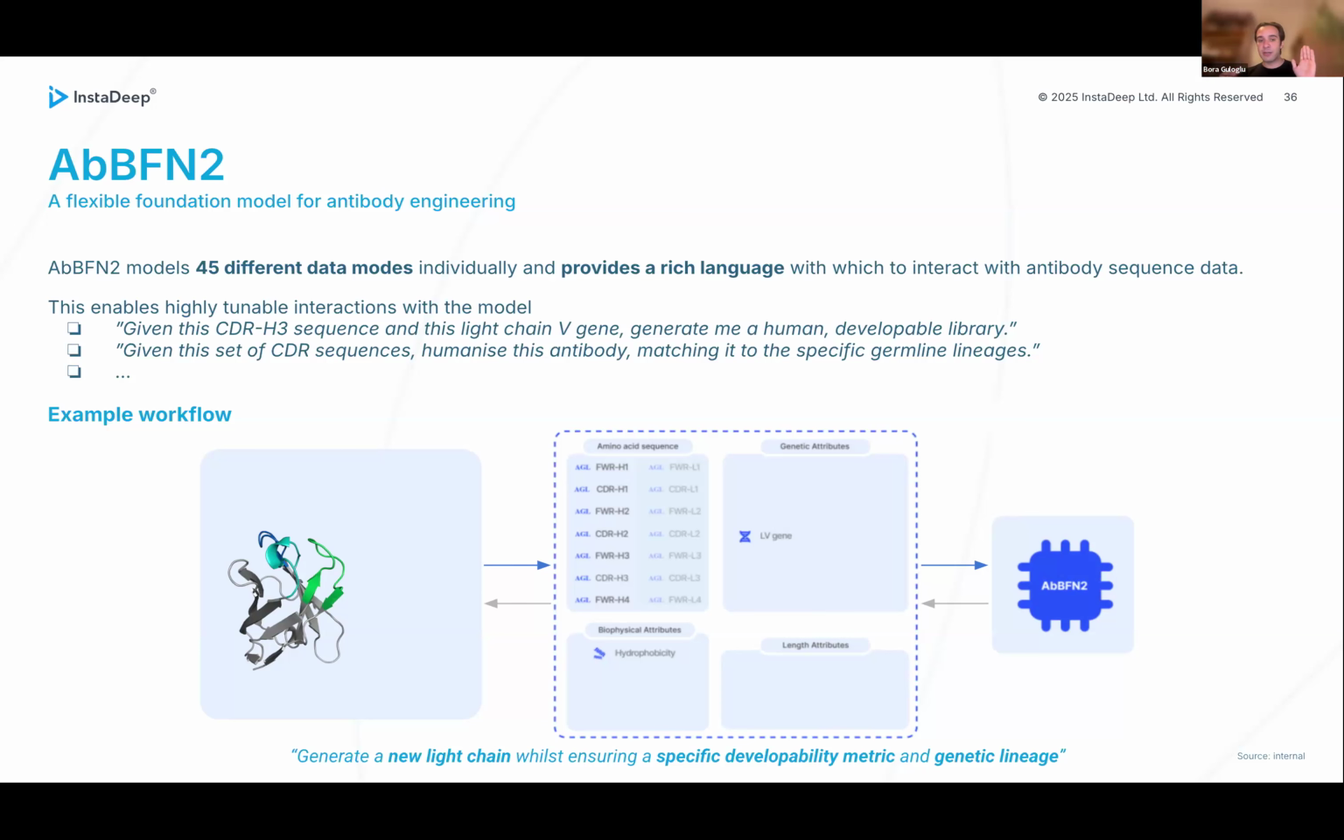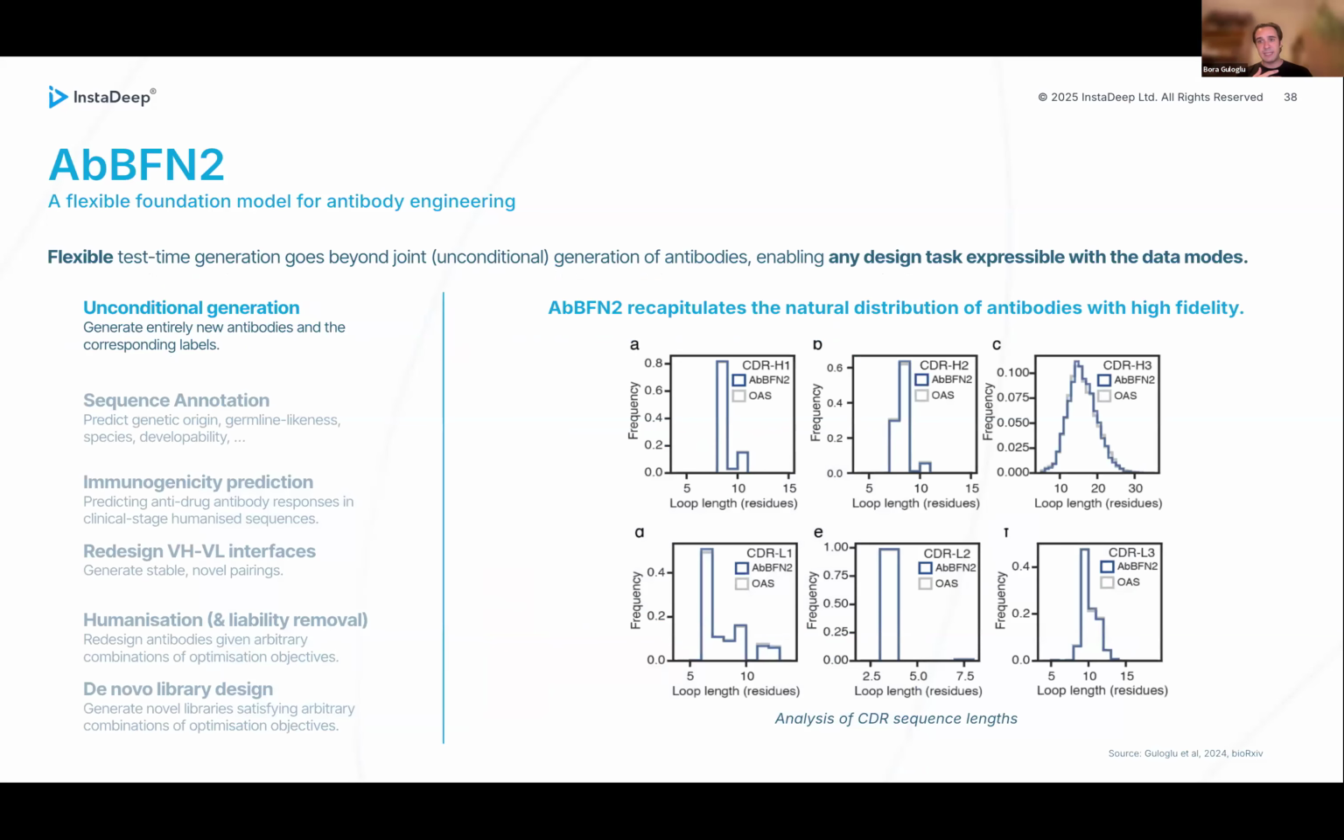I can do that. I can now condition on the heavy chain sequence, the LV gene, and the hydrophobicity, and again, I get a new light chain out. So the heavy chain has been respected again. That really is to showcase that flexibility.